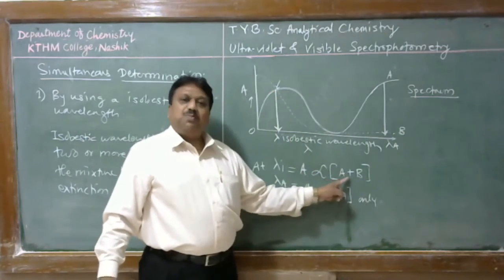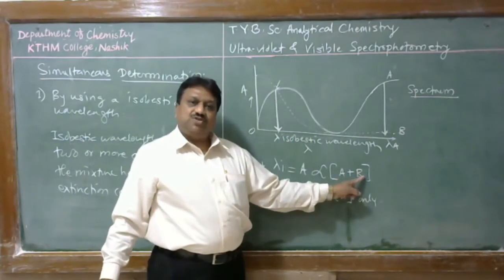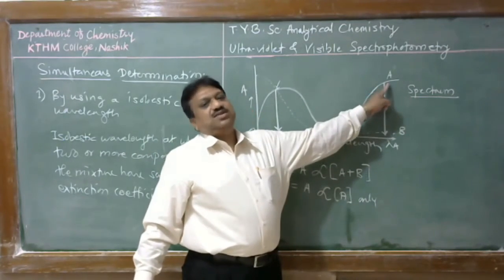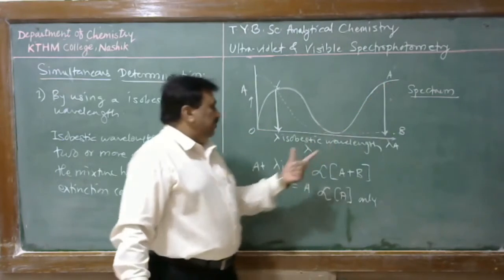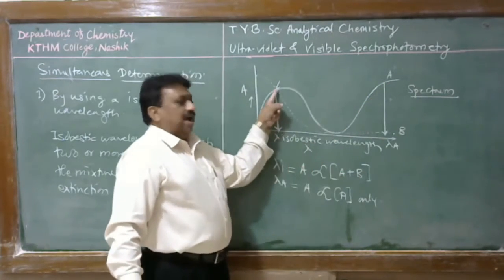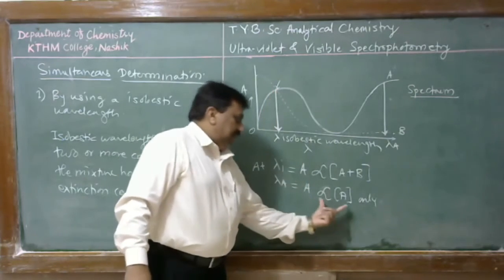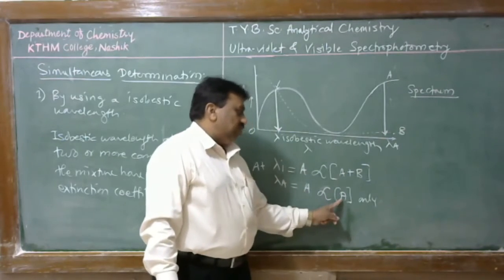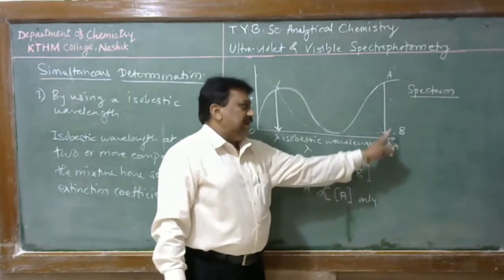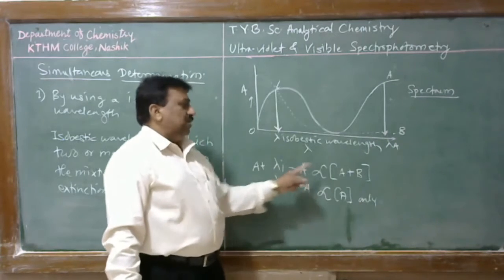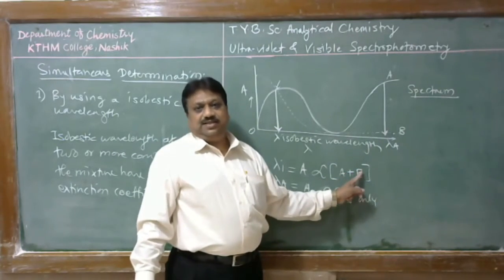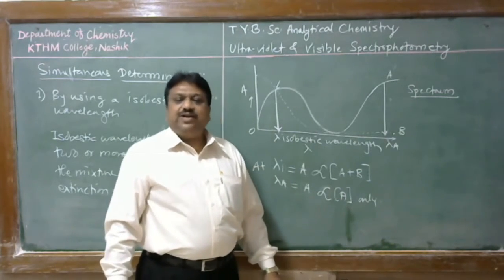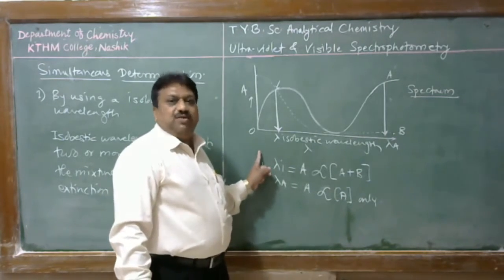Therefore, when we measure the absorbance at the isosbestic wavelength, it is proportional to the concentration of A and the concentration of B. But absorbance at this wavelength is related to the concentration of A only. So when we measure the total concentration at the isosbestic wavelength and the concentration of A at its lambda maximum, by subtracting the concentration of A determined at this wavelength, we can find the concentration of B. That means simultaneous determination can be carried out by using an isosbestic wavelength.